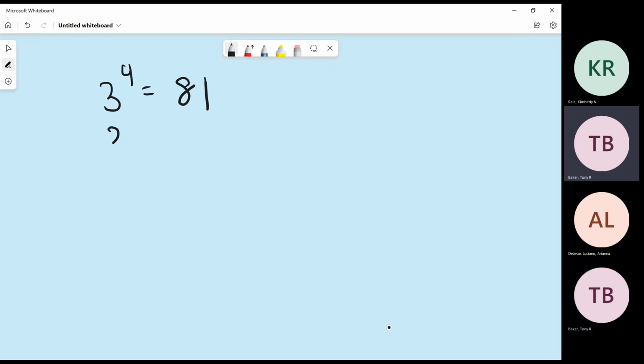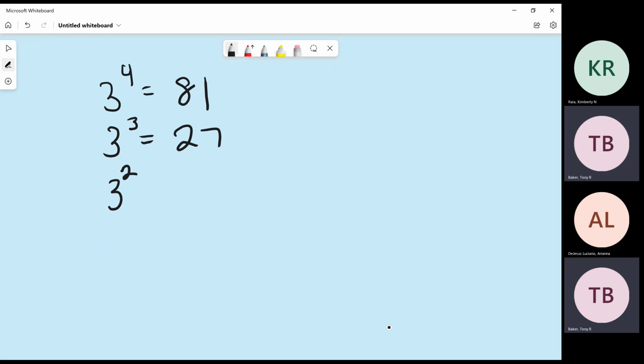So that would be wrong, which is why we're going through this quickly. What's 3 to the 3rd power? That's 27. What's 3 to the 2nd power? 3 to the 1st power would be just 3, right? What's 3 to the 0 power? Wrong. No, not 1 over 3, that's negative. This one is 1.